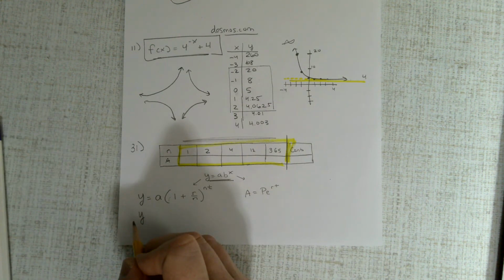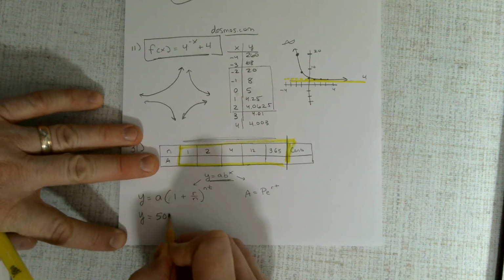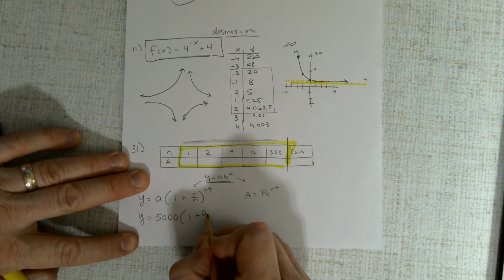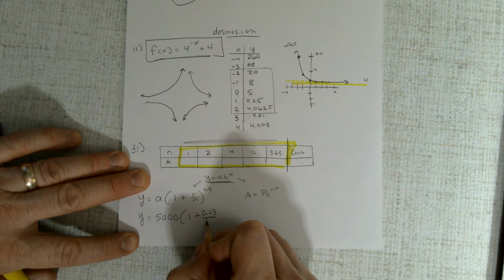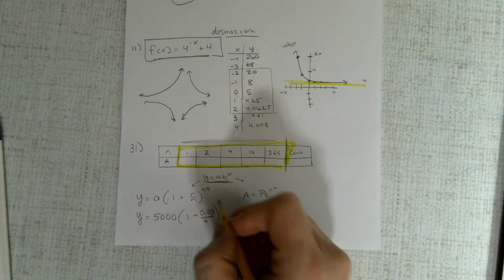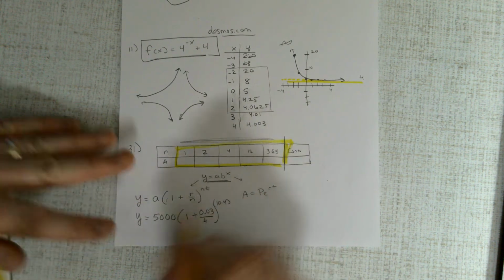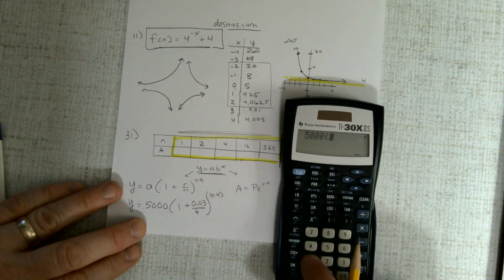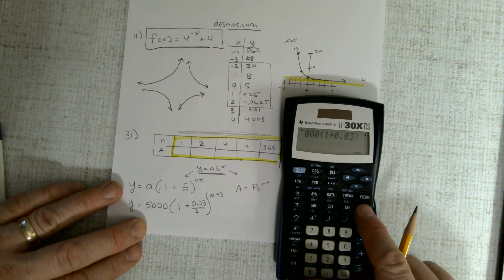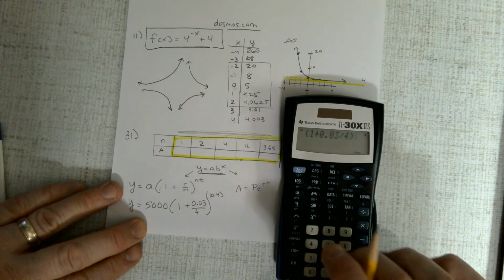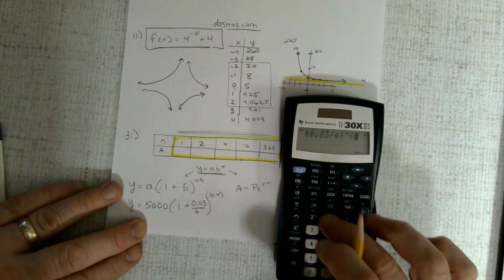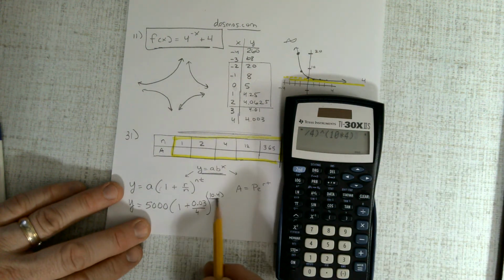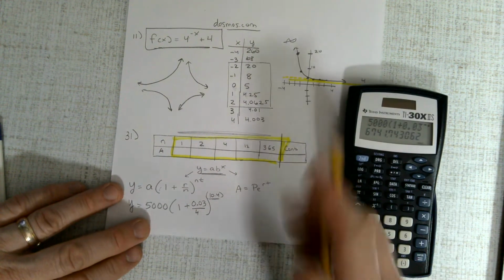Y is equal to 31. It says it starts at 5,000, and it's going up by a rate of 3%. So I'm going to add on 3%, divide it by 4, and the number of years is 10, but I'm going to times that by 4. Ready? 5,000 times (1 plus 0.03 divided by 4), in parentheses, raised to the 10 times 4. Make sure you put parentheses around this because this is one group. Press enter, and there you go.